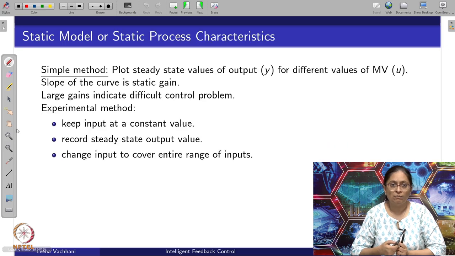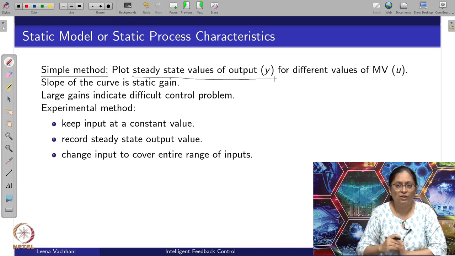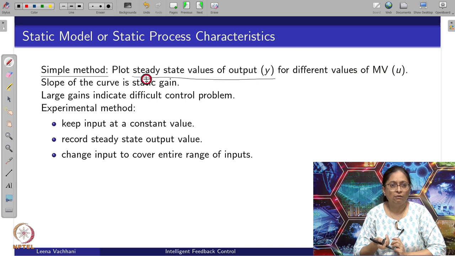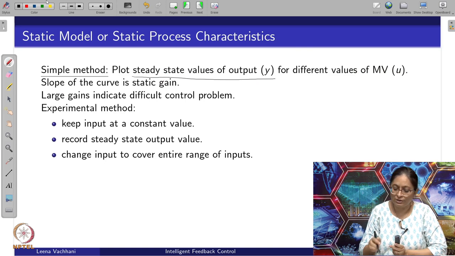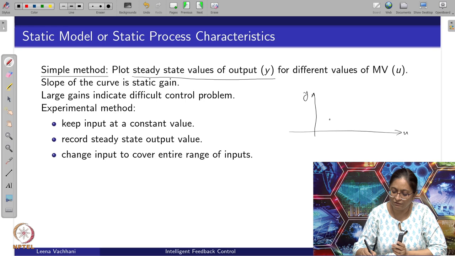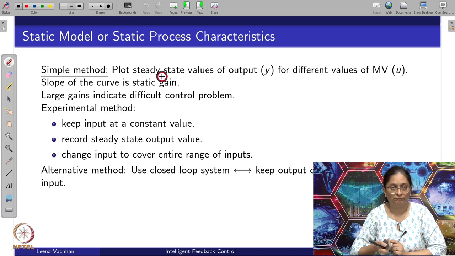So coming to the static model or static process characterization, what we have to look at is the steady state values of output y for different values of the manipulating variable u, as we spoke. Now, if we plot this u versus y curve, where u is the input on the x-axis and y on the y-axis, and if we have certain data points given here and am able to fit a linear curve over here, then the slope of the curve is your static gain.